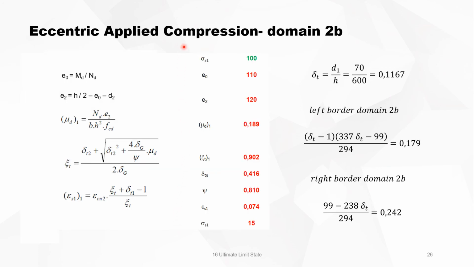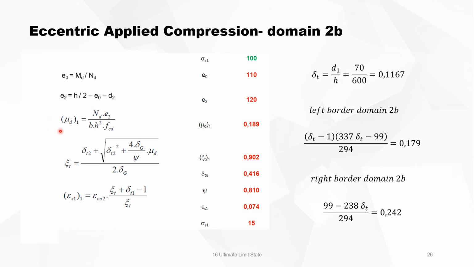So we can follow the different steps. We start with sigma S1, the stress in the tension reinforcement, and we know that we have to start with a low value. Here normally we start with 0. Here we started with 100, but you should never take more than 100. So we started with 100. We calculate E0 and E2.